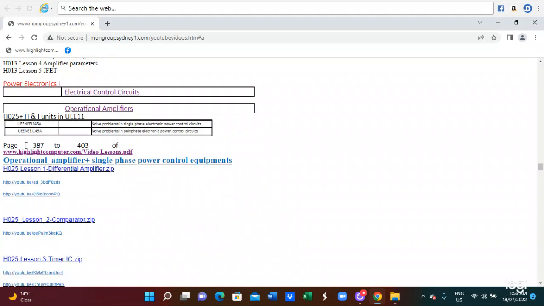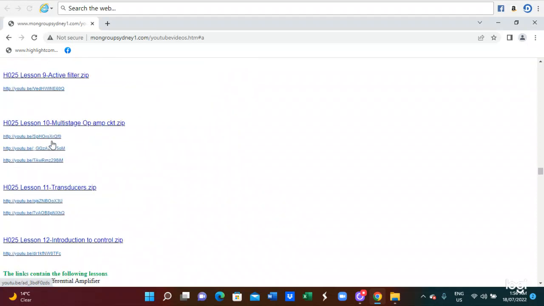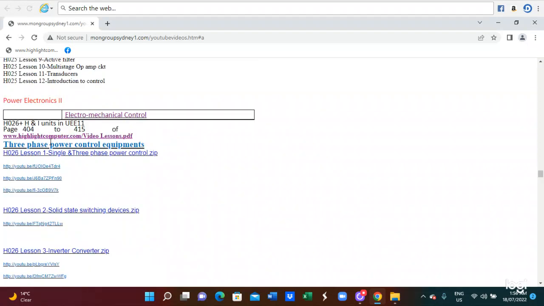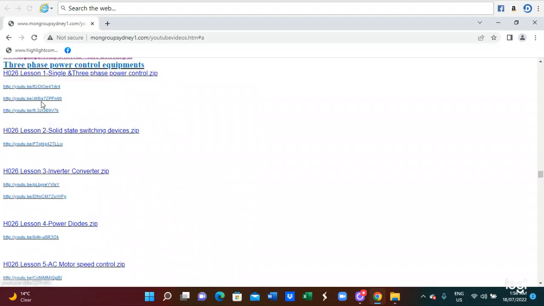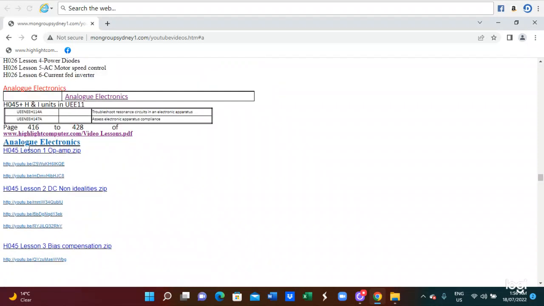And also the H026 electromagnetic control, so the highlight computer.com/video lesson.pdf, you will study the base 404 to 415 and also view the video. Another thing is H045, analog electronics. Analog electronics, so the highlight computer.com/video lesson.pdf. So you have to study the base 416 to 428 and then you view all the video. So this is the way you have to study.